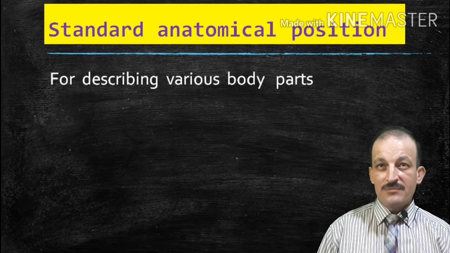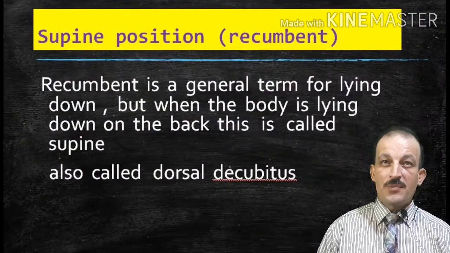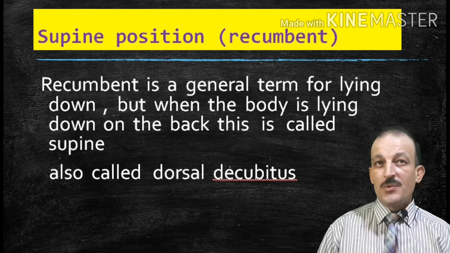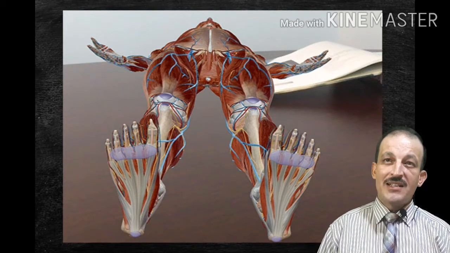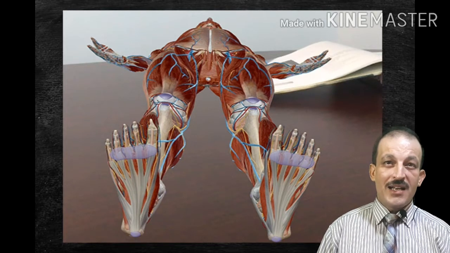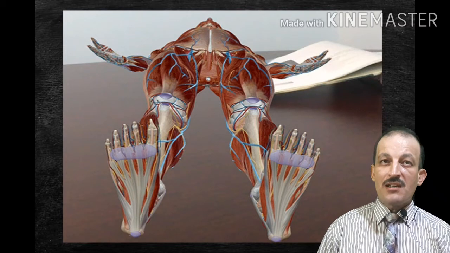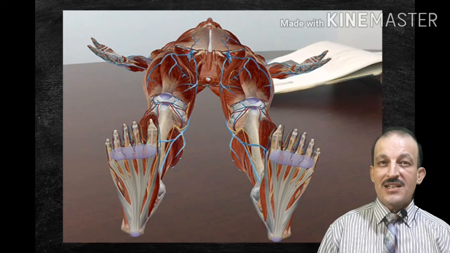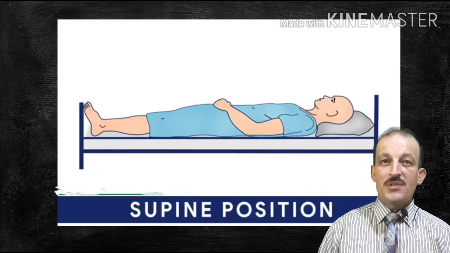Regarding the standard anatomical position, it was taken previously and it is used to describe various body structures and regions. The second one is the supine position, which is also called the recumbent and dorsal decubitus position. Supine, I hope you remember, is the position in which the face or palm is directed superiorly towards the sky. Recumbent is a general term for lying down, but when this lying down is on the back, it is called supine. So supine is a special type of recumbent position, also called dorsal decubitus, in which the dorsal aspect of the human body is in contact with the ground, as seen in this figure.